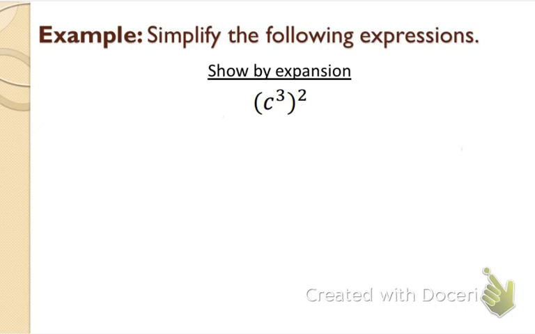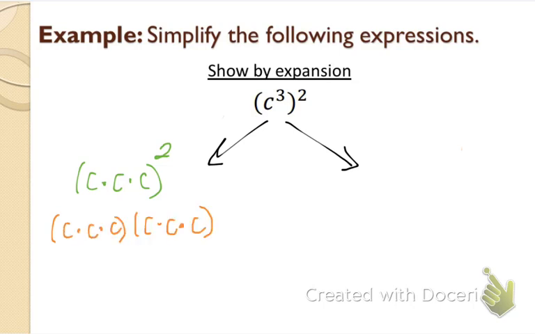Okay, simplify the following expression again. We're going to expand. I'm going to expand this in 2 different ways. The first thing I'm going to do is look inside what's in the parentheses. C cubed. C cubed means C written or multiplied 3 different times. But there is an exponent of 2 outside of that parentheses. So we need to rewrite it because it means something. What this means is that we need to copy this that many times, twice. So I'm going to copy it twice.